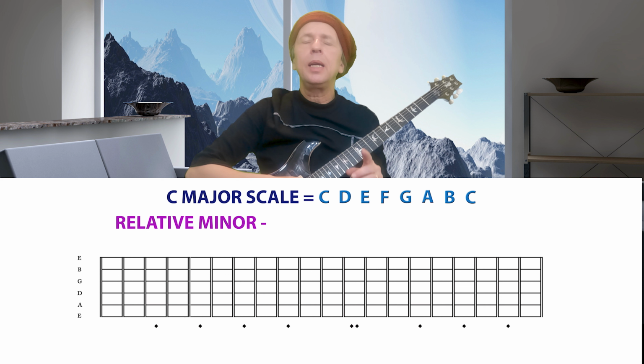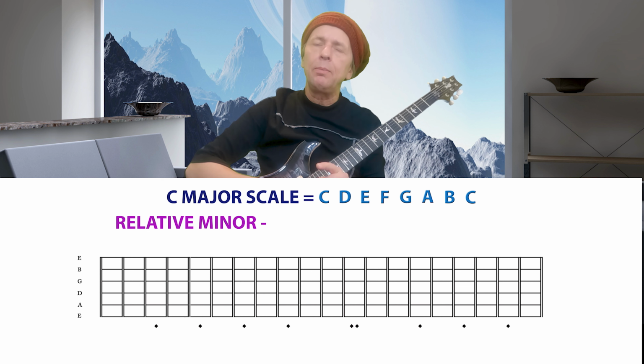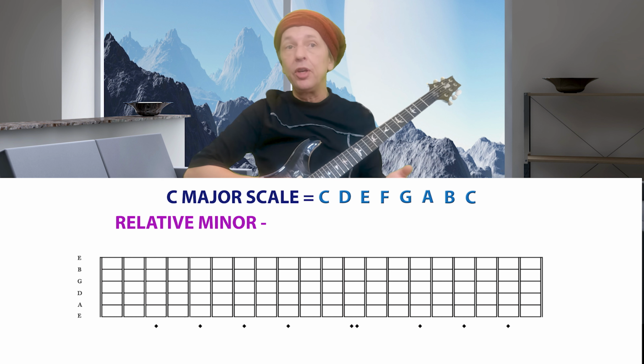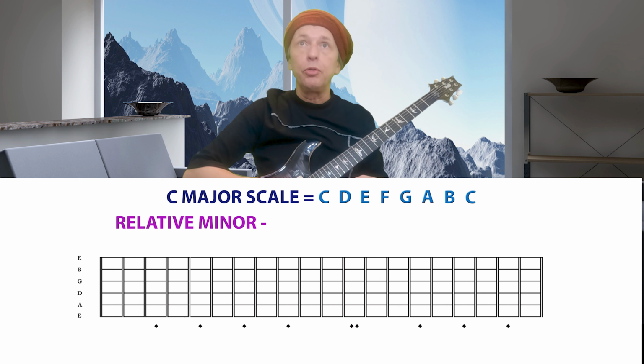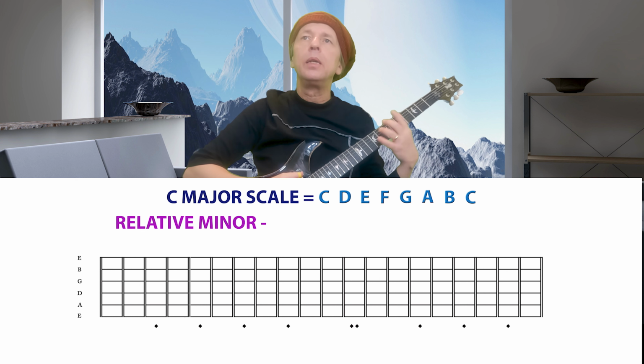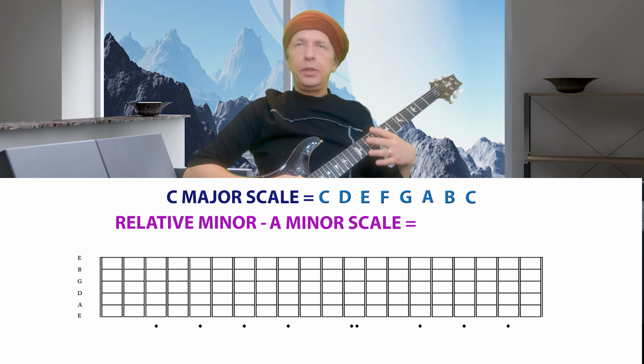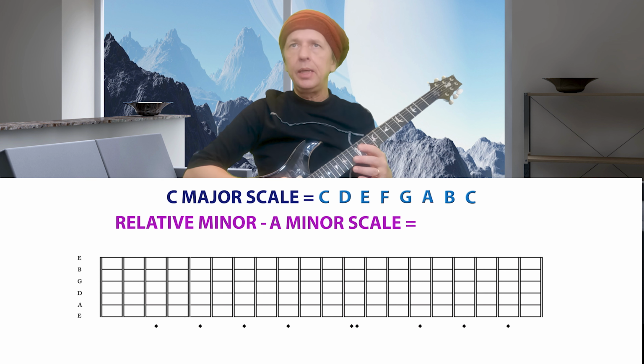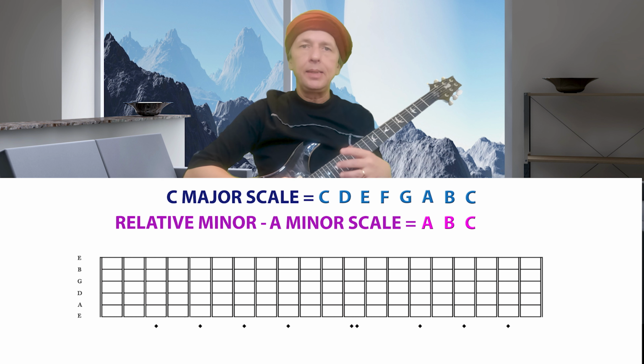The relative minor scale has the same notes as the major scale, but it starts and finishes on a different note. It treats a different note as the root note. In the key of C major, the relative minor scale is A minor. So whereas the scale of C major is C, D, E, F, G, A, B, C, the scale of A minor is A, B, C, D, E, F, G, A. The note of A is now the root note.